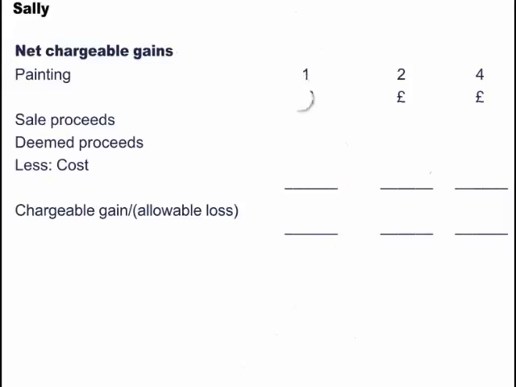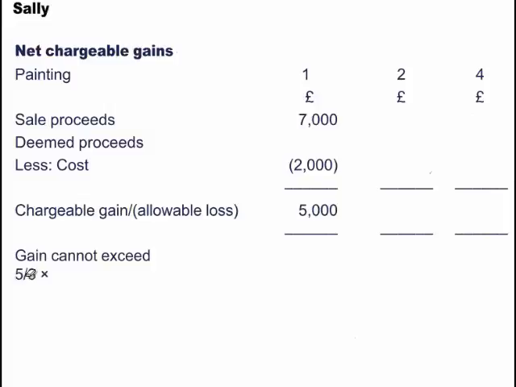I've set up a table here, with each of the ones that is not exempt side by side. We're not dealing with painting 3 at all in terms of calculations because it is exempt. We'll note that underneath. So we're going to deal with painting 1 first of all. The sale proceeds were £7,000 and the cost was £2,000. That gives us a chargeable gain of £5,000. However, for painting 1, that is not the end of the story because the 5/3 rule will apply. In this situation, the gain cannot exceed 5/3 of the proceeds less £6,000. So that's 5/3 times £7,000 minus £6,000. That gives us a maximum gain of £1,667. And that is actually the gain that will apply because it is less than the chargeable gain of £5,000.